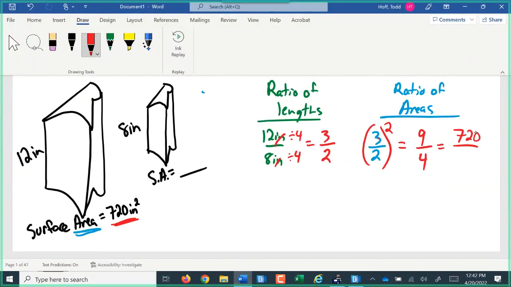720 goes there. And we shall cross multiply and divide. Because that gives 320, I believe, square inches. That's the surface area.